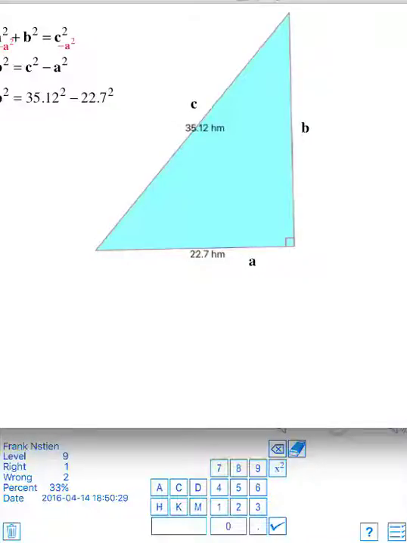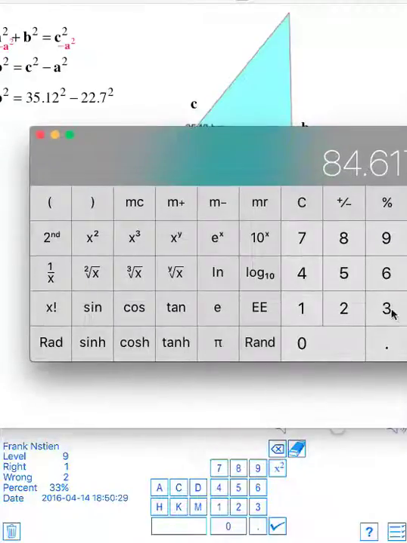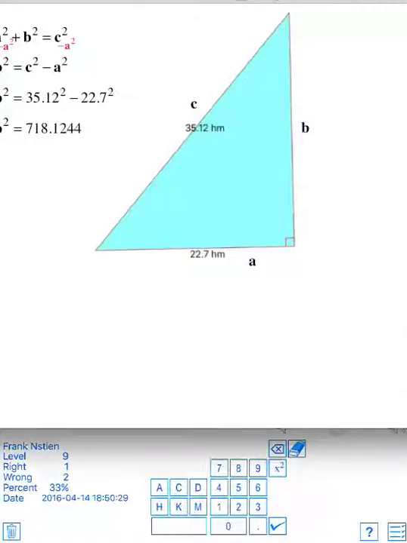And now it's time for the calculator. 35.12 squared, take away 22.7 squared. And that gives us 718.1244. So B squared is 718.1244. I want to figure out what B is. So I'm going to take the square root of my B squared. That'll give me B. And if I take the square root of the left-hand side, I also have to take the square root of the right-hand side.